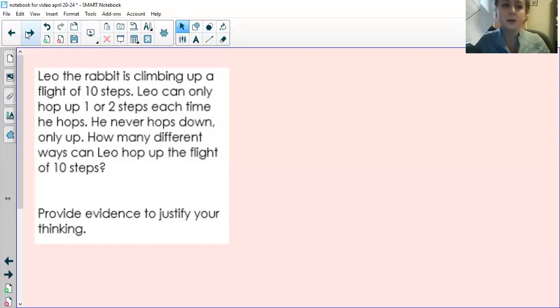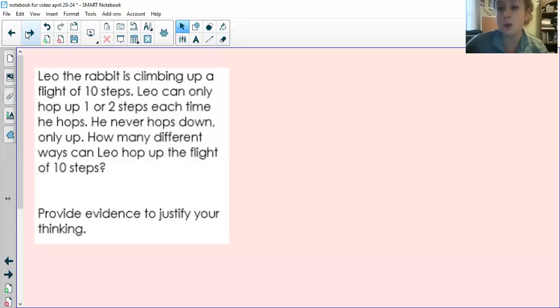It says Leo can only hop up 1 or 2 steps each time he hops. He never hops down. It doesn't say 1 and then it has to be 2. It could be 1 or 2. So then I thought, okay, well, he could hop 2 up, 1, 2, 1, 2, 1. That's 3 ways. He could also do 1, 2, 1, 2, 1, 2. That's 4 ways. He could do 2 hops, 2 hops, 2 hops, 2 hops, 2 hops, 1 hop. That's 5 ways. So I came up with 5 ways on my own. Are there more? Yes. The problem is very open-ended.